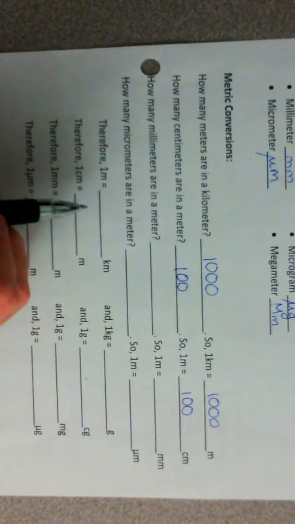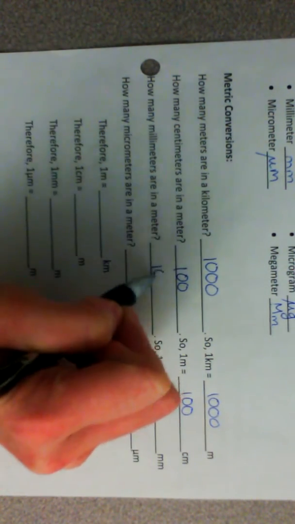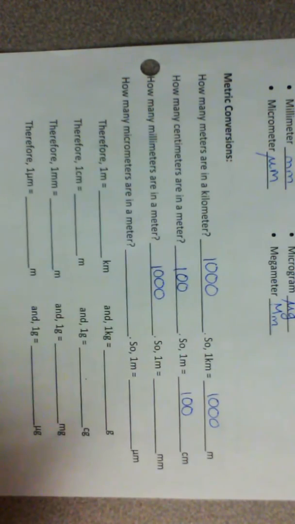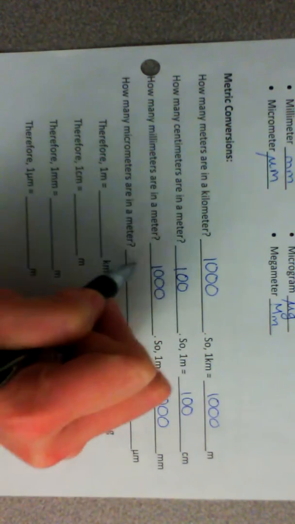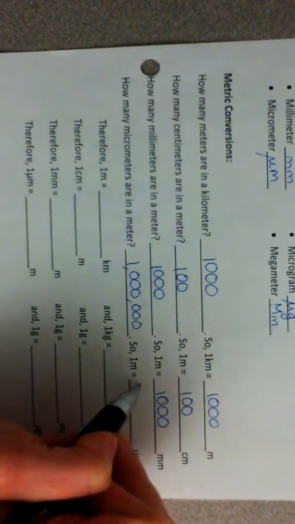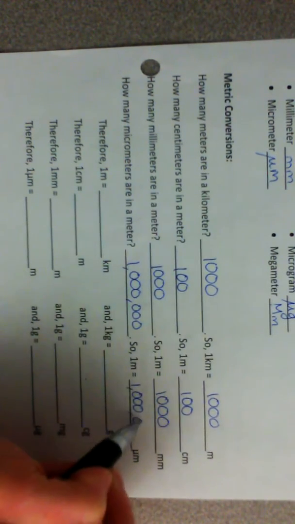How many millimeters are in a meter? There's 1,000 millimeters in a meter, so 1 meter equals 1,000 millimeters. And how many micrometers are in a meter? That's 1,000,000. So 1 meter equals 1,000,000 micrometers.